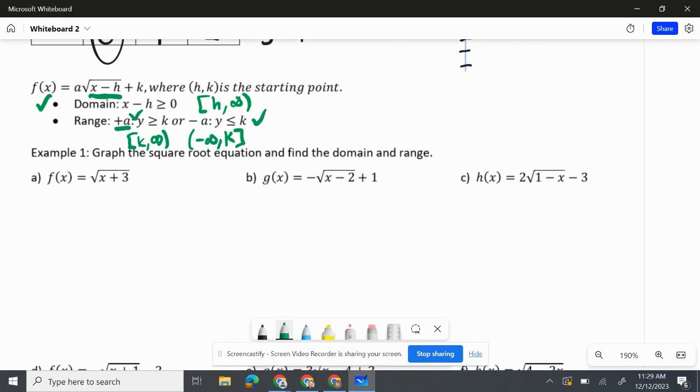So for our first one, I'm going to make my table of values. And what I want are 0, 1, and 4. So what gives me a 0 here is -3. What gives me a 1 is -2. And what gives me a 4 is a 1. When I plug in a -3, -3 plus 3 is 0. The square root of 0 is 0. -2 plus 3 is 1. Square root of 1 is 1. 1 plus 3 is 4. Square root of 4 is 2.